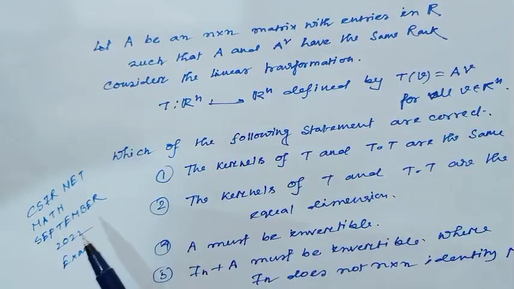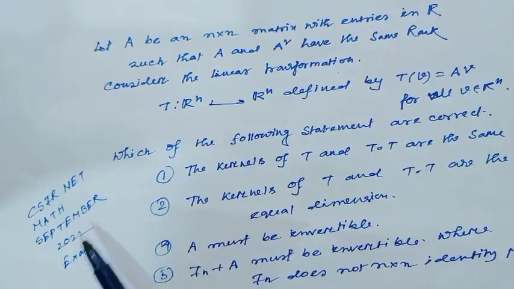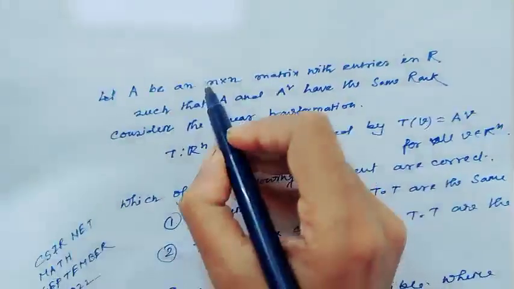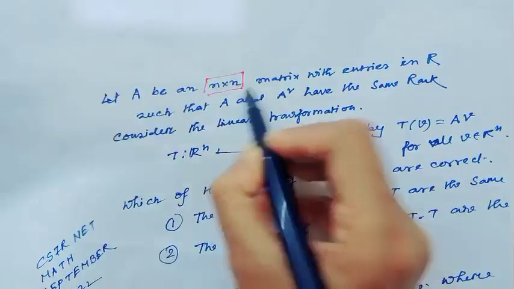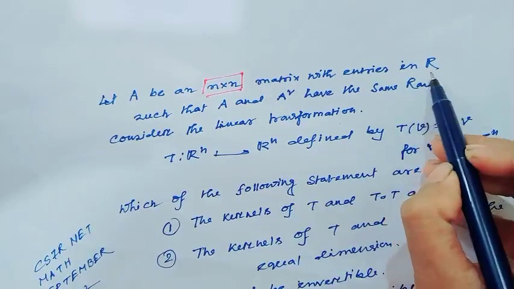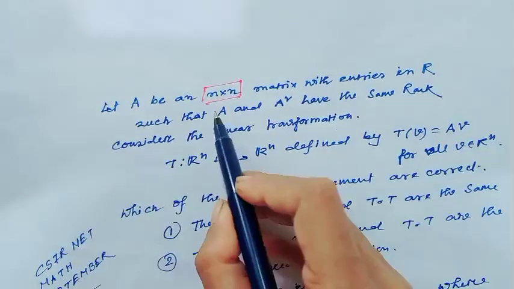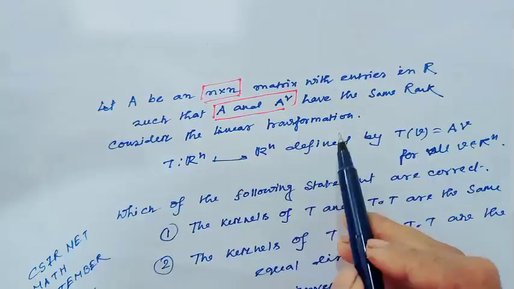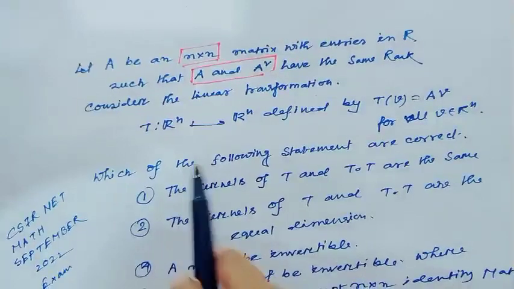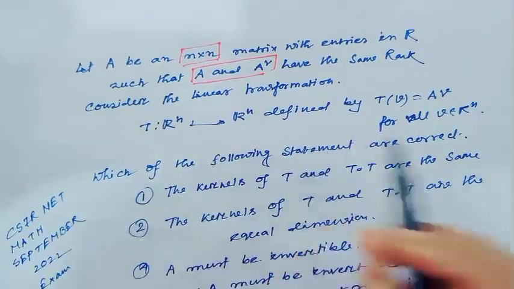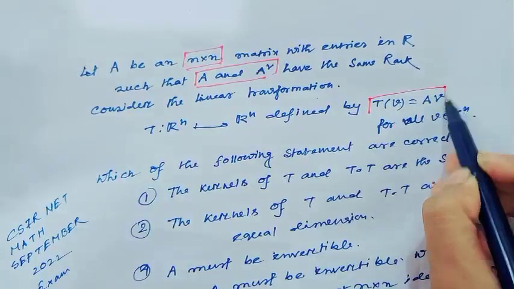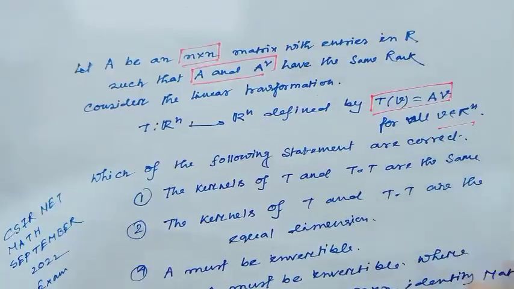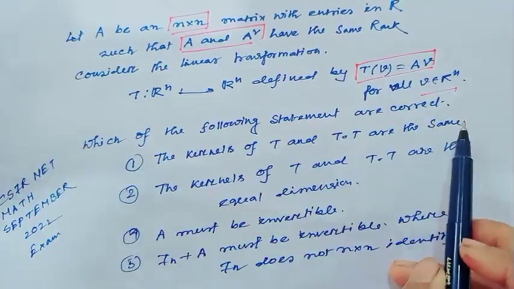First question, which came in the CSIR NET Math September 2022 exam. The question is: A is an n cross n matrix with entries in the real field such that A and A square have the same rank. Then consider the linear transformation T from Rn to Rn defined by T(v) equal to Av for all v belonging to Rn. Then which of the following statements are correct?